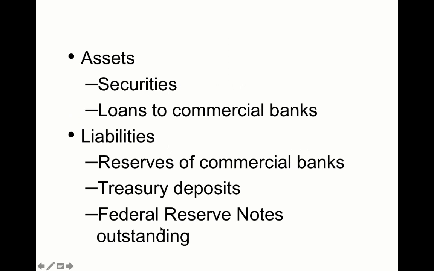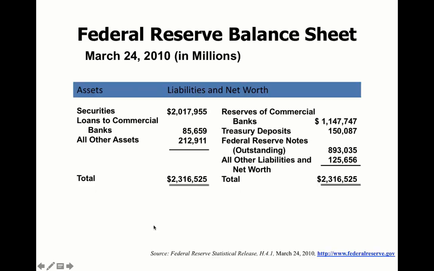Okay, so let's imagine again that we have our T account, and we know that for banks, securities and loans become the assets. So things that they own, government securities, cash, that sort of stuff, and then loans that they have already made are going to be the assets for the Fed. And the liabilities for the Fed are going to be what they owe commercial banks, any deposits that they have for the Treasury, and then old notes that they have outstanding.